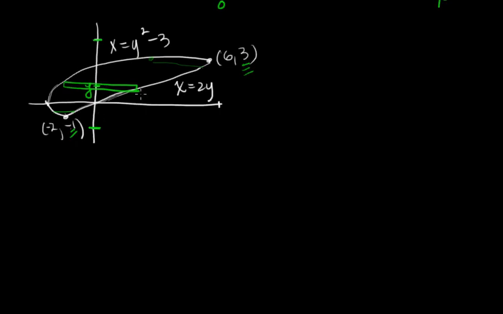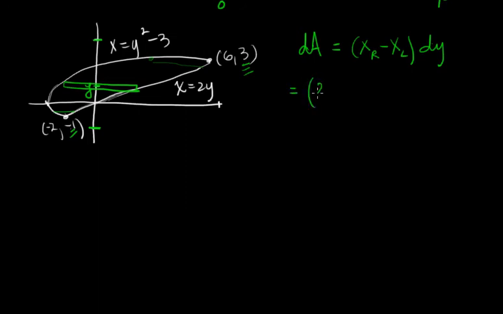So we could call this a representative rectangle, and its width is dy, its thickness is dy, and its length is x on the right minus x on the left. So let me write that. dA, the differential of area, will be x on the right minus x on the left times dy, and we'll integrate with respect to y.